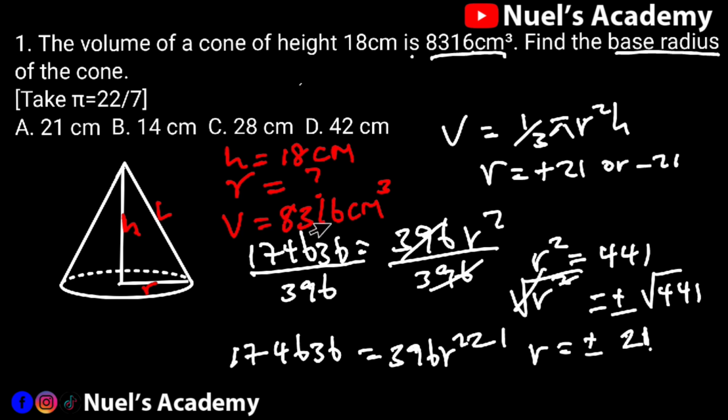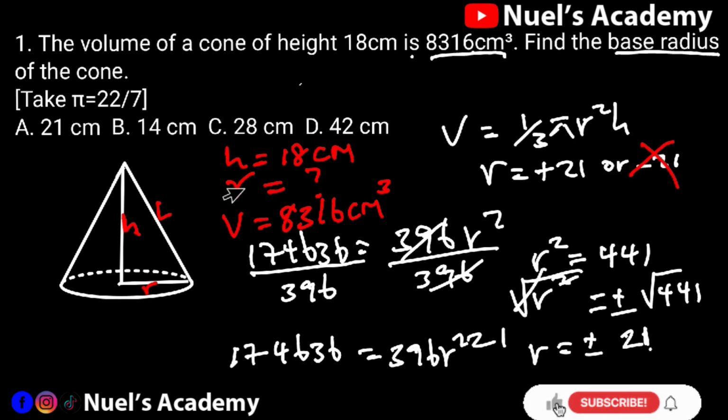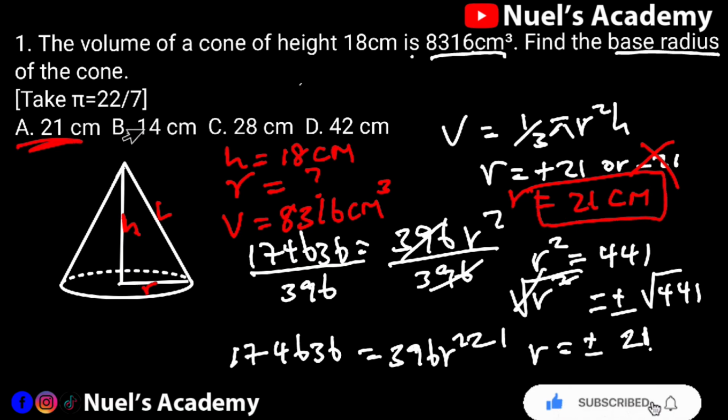But in these plane shapes, we are not going to do anything with this negative 21, because we are dealing with natural numbers here, and this base radius cannot be negative. So our answer becomes r is equal to plus 21. So r is equal to 21 cm. So this becomes our answer, and from the options given, we have that A is our answer.